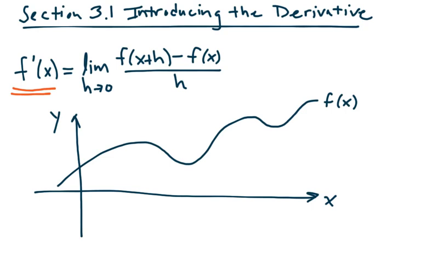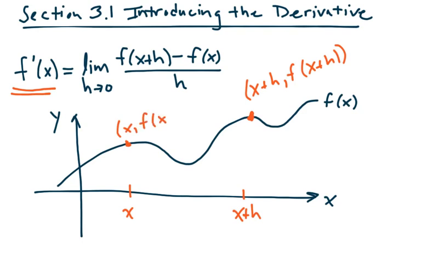And we define the derivative as the limit as h approaches 0 of f of x plus h minus f of x divided by h. So what does that mean? Well, suppose we were looking at a point x, and then h away from that we have another point x plus h. Then we'd have 2 points, right? We'd have the point x plus h, f of x plus h. Okay, that's the xy coordinate pair for that point on the graph. And then we'd have the point x, f of x.